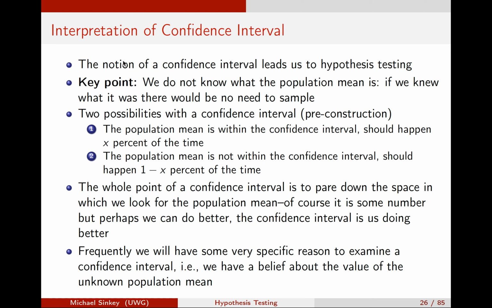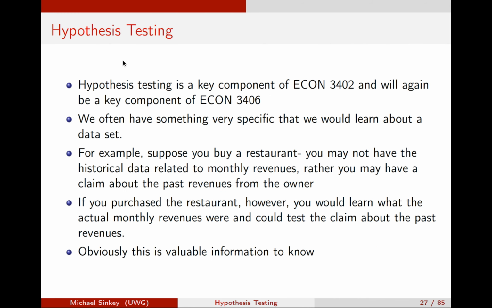And the whole point of the confidence interval is to pare down the space in which we look for the population mean, which is an important concept that we're going to start with today because often we have an opinion about what the population mean could be. So there's a belief about what the population mean is, and we can see whether or not that particular number is in a confidence interval that we made, but if it isn't, what does that say for what we think? And this leads to the notion of what's called hypothesis testing.